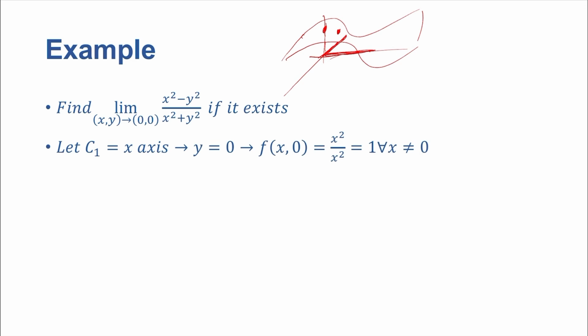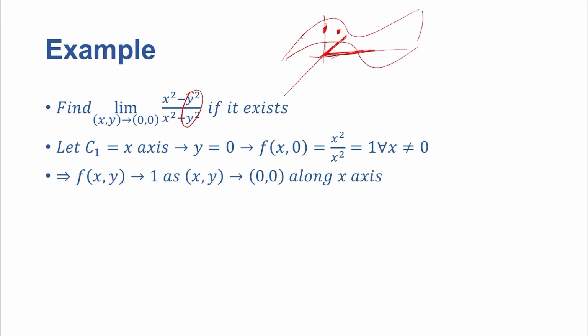So then I'm only looking at f of (x, 0). I plug 0 in for y here, and then I get x squared over x squared, and x squared over x squared is 1, as long as x does not equal 0, otherwise you have an indeterminate form. Now we can determine this limit. Since x squared over x squared is always 1, f of (x, y) approaches 1 as (x, y) approaches (0, 0) along the x-axis.